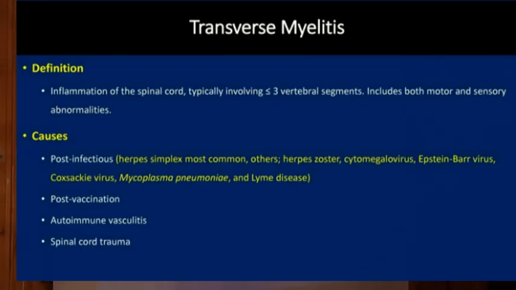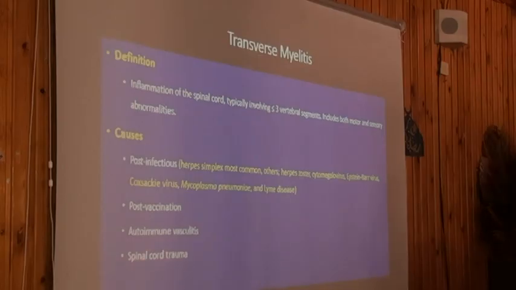Transverse myelitis is post-inflammatory, with inflammation limited to one, two, or three vertebral segments. It is most commonly triggered by a virus, like post-infectious herpes simplex, one of the most common, or after vaccination, autoimmune disease, or spinal cord trauma.